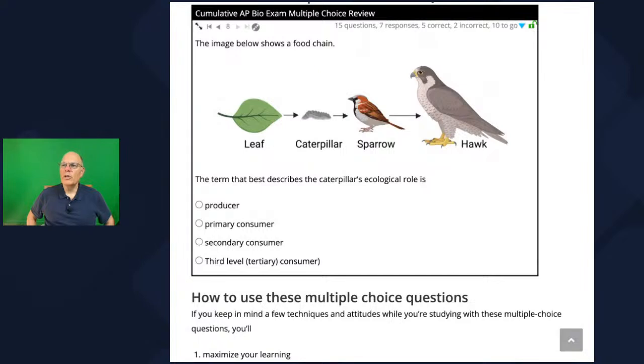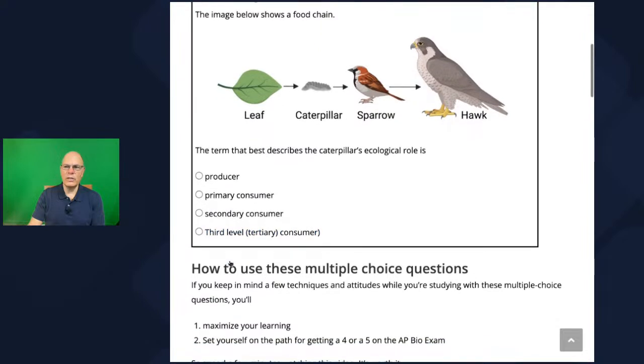The image below shows a food chain. This would not be an AP question. This is way too easy to be an AP question, but not bad practice. The term that best describes the caterpillar's ecological role. Is it a producer, a primary consumer, secondary consumer, third level consumer? 1, 2, 3, or 4. Let's see it, folks.